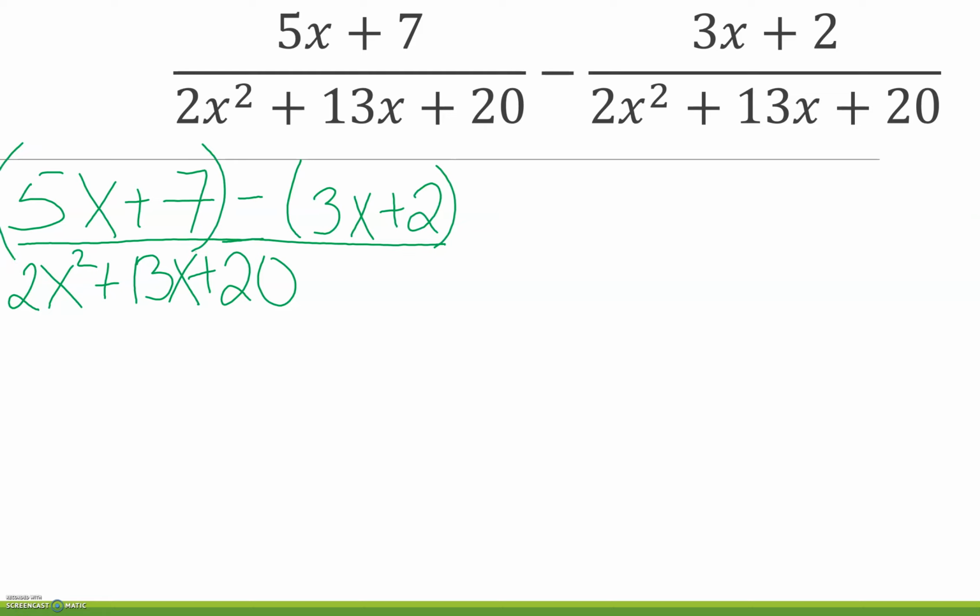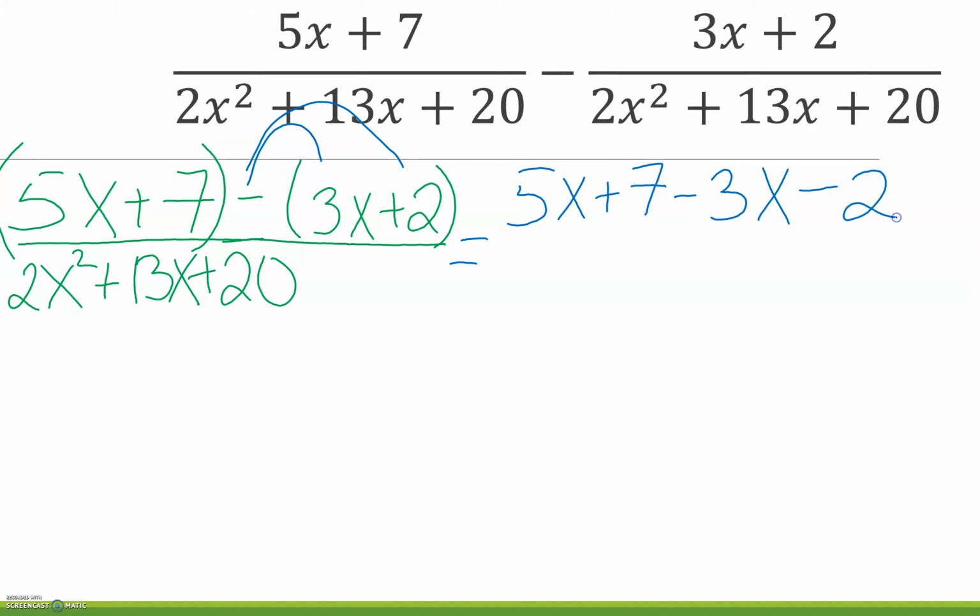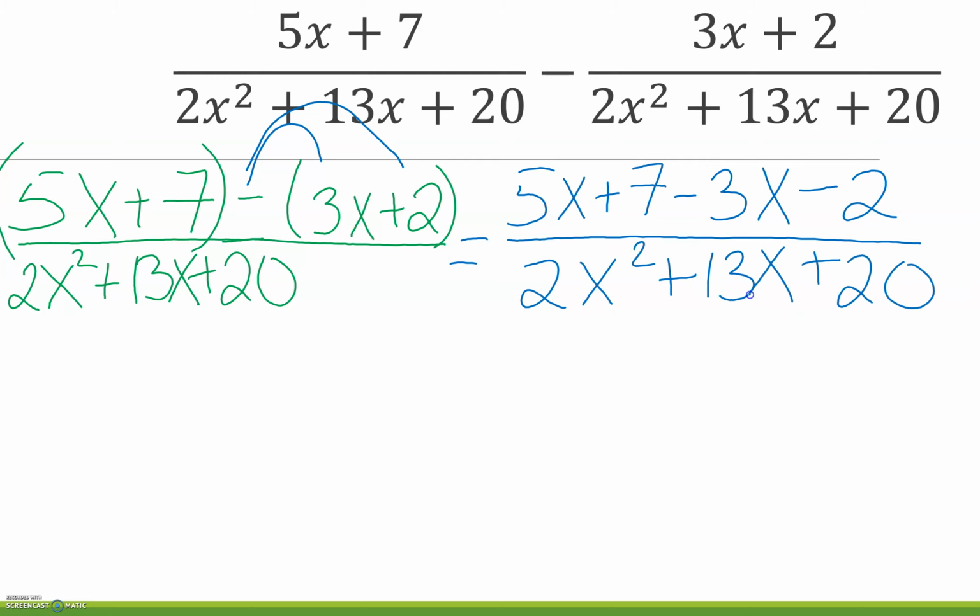So I'm going to have to distribute that minus sign through my parentheses. When I do that, I now have 5x plus 7 minus 3x minus 2. And all of that is over 2x squared plus 13x plus 20. Okay, so now we want to combine those like terms.